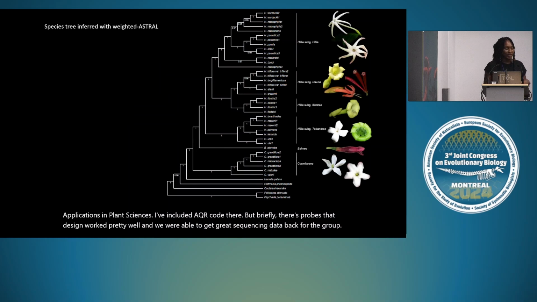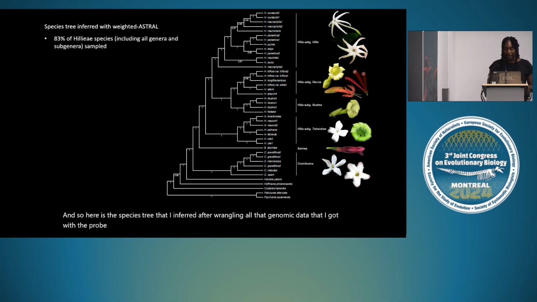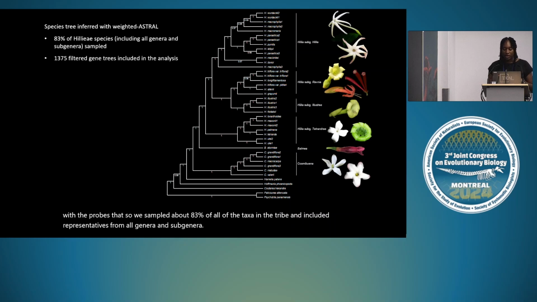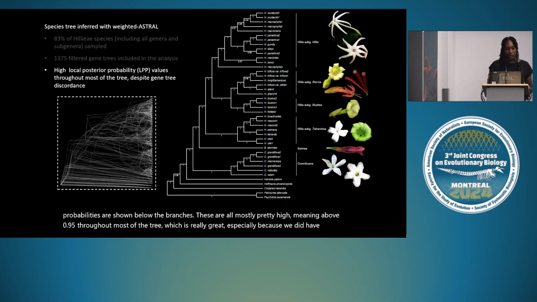Here is the species tree that I inferred after wrangling all that genomic data that I got with the probe set. We sampled about 83% of all of the taxa in the tribe and included representatives from all genera and subgenera. 1,375 filtered gene trees went into the species tree analysis, and the local posterior probabilities are shown below the branches. These are mostly pretty high, meaning above 0.95 throughout most of the tree, which is really great, especially because we did have quite a bit of gene tree discordance in our data set.